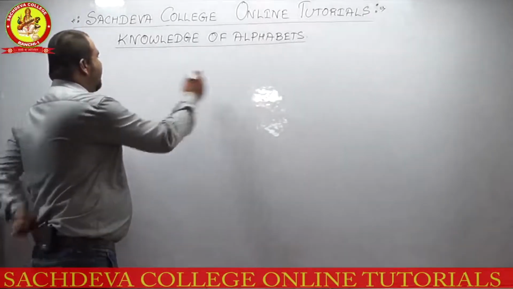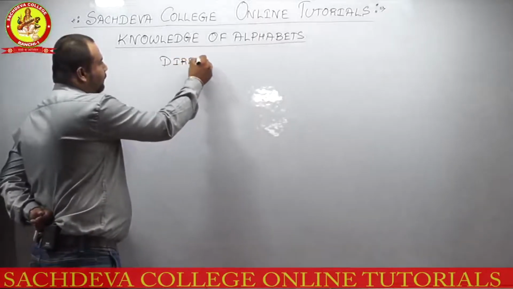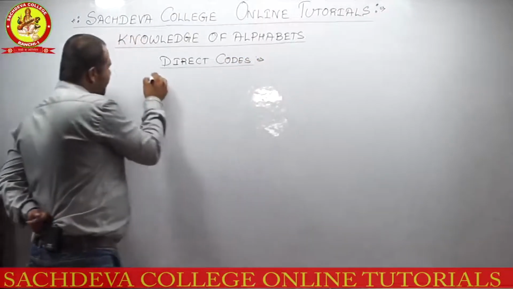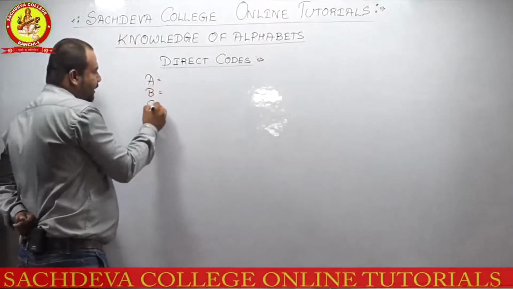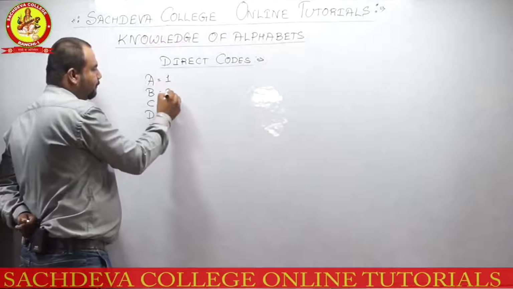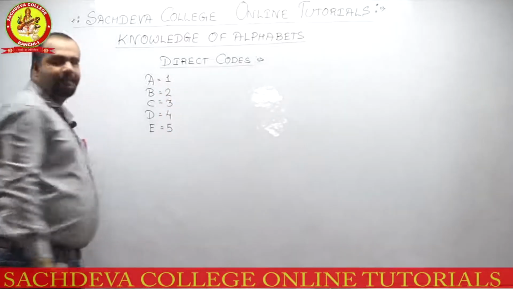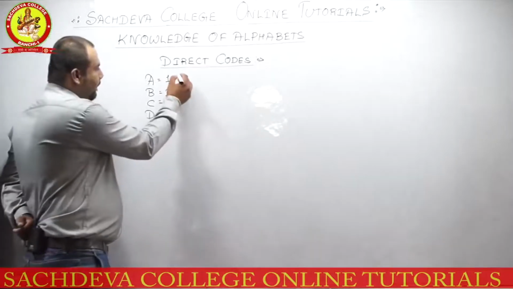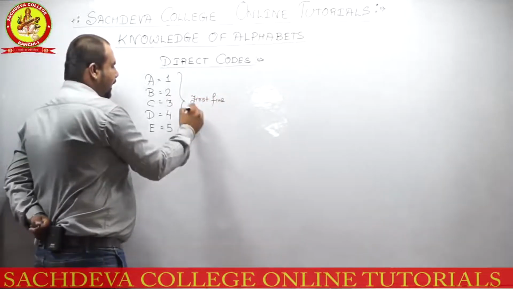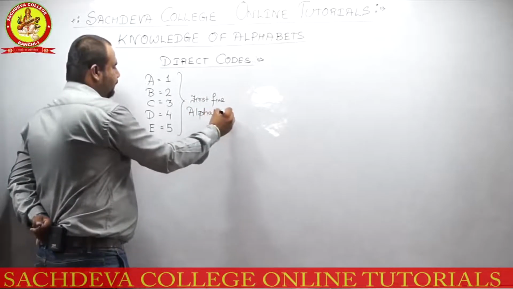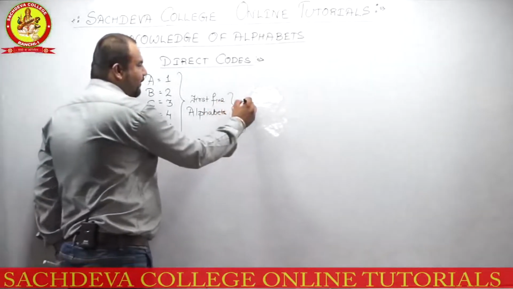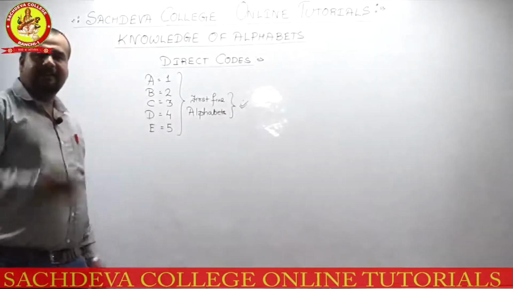When we talk about direct codes of alphabets, we have A, B, C, D, E. A is 1, B 2, C3, D4, E5. Yes or no? These are the first 5 alphabets. I think everyone remembers these first 5 alphabets. Yes or no? You might be remembering them.